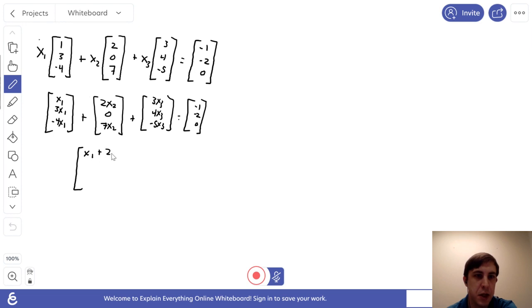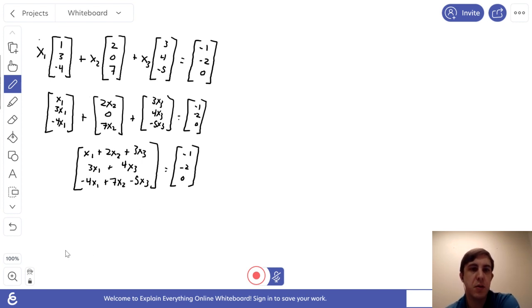So we just add up each component. On top, we get x1 plus 2x2 plus 3x3. In the second part, we get 3x1 plus 4x3. And in the bottom part, we have negative 4x1 plus 7x2 minus 5x3. And we're still equal to negative 1, negative 2, 0.